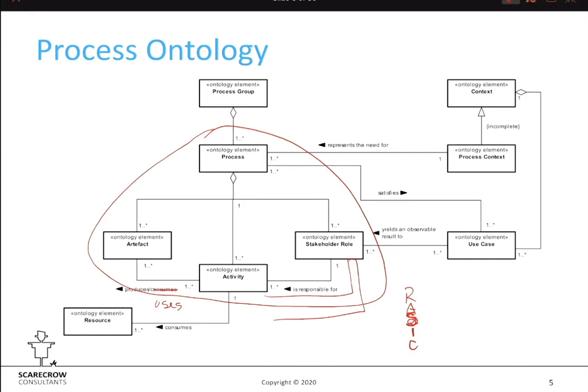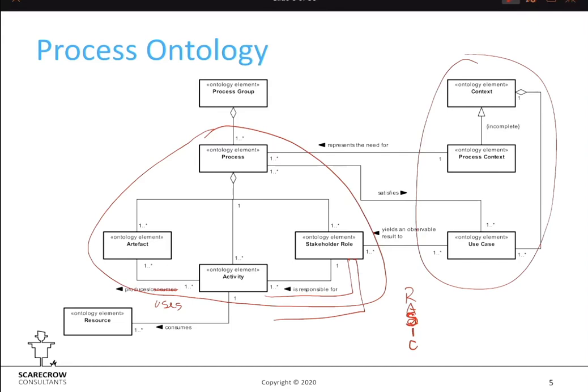Also, I mentioned, artifacts are the things that are produced and consumed by the activities. They are the intentional outputs from the process. Well, how do you know what the process or a set of processes exists to do? That's where we come over onto this side of the diagram and we bring in the idea of context. A context is essentially a set of use cases, a set of requirements, if you will, that define the need for a process or a set of processes.